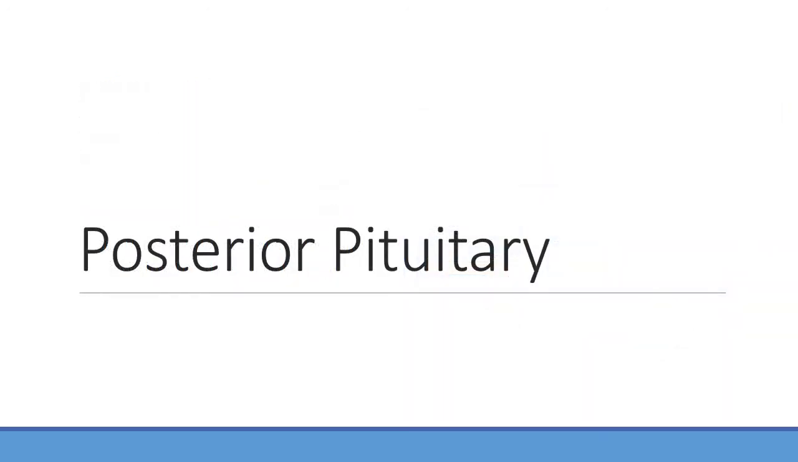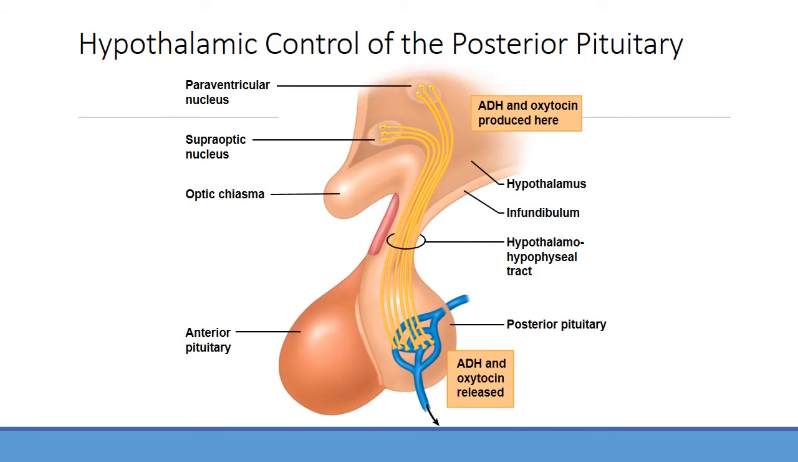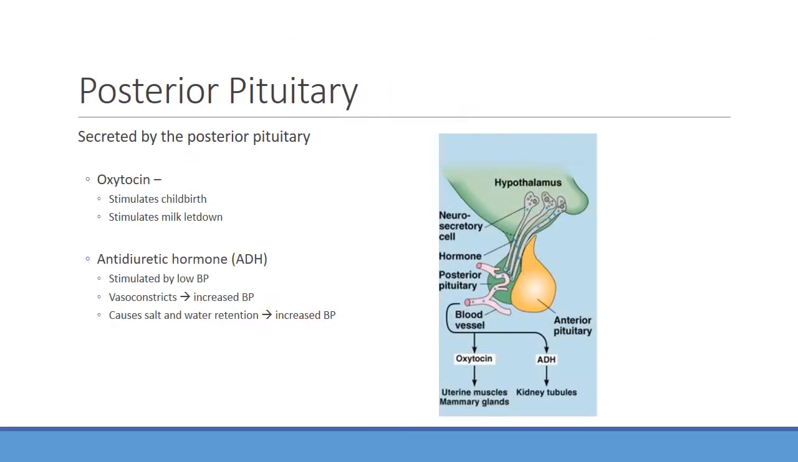Okay, then moving on to the posterior pituitary gland. Two main things released from here are antidiuretic hormone and oxytocin. They are produced in the paraventricular nucleus, and then travel down to the posterior pituitary where they can be released into the bloodstream. We've already talked about these two to some degree, so this will be a little bit of review for what these two are going to be doing.